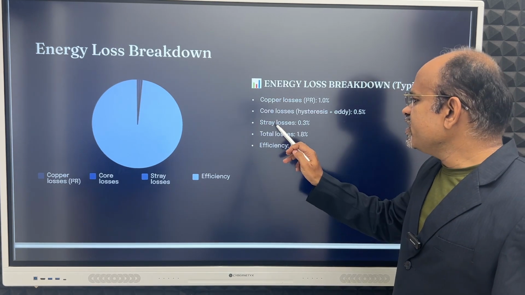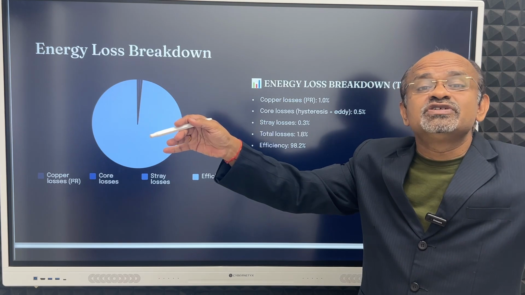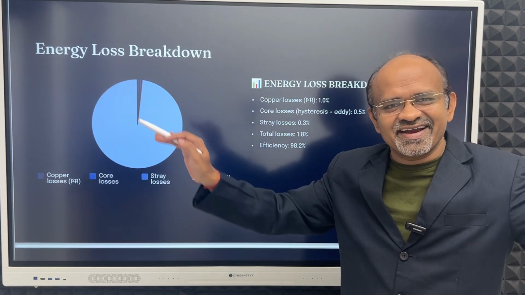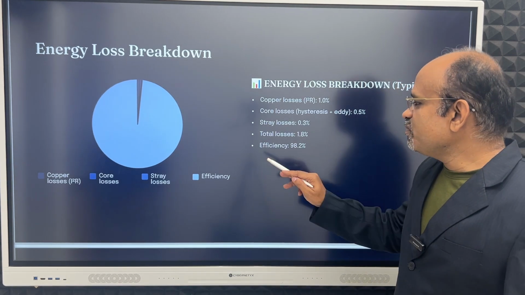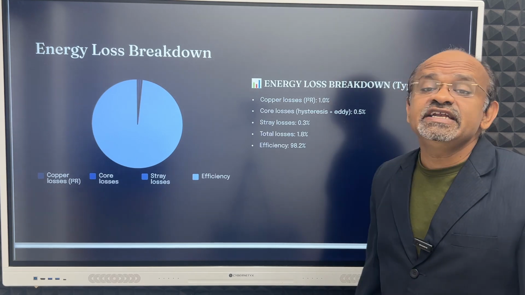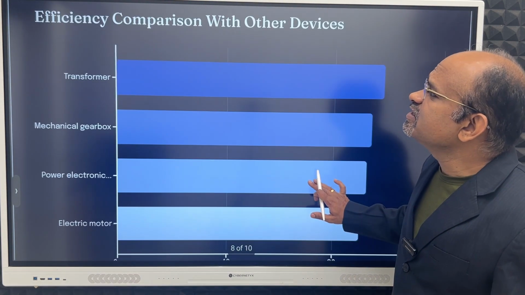It is only 0.5%. Then stray losses means magnetic flux is leaking to the outside through the air. That is stray. Stray means moving here and there, like stray dogs going here and there. That is only 0.3%. Total losses 1.8%. Efficiency is 98.2%. Okay, it is a highly efficient device.